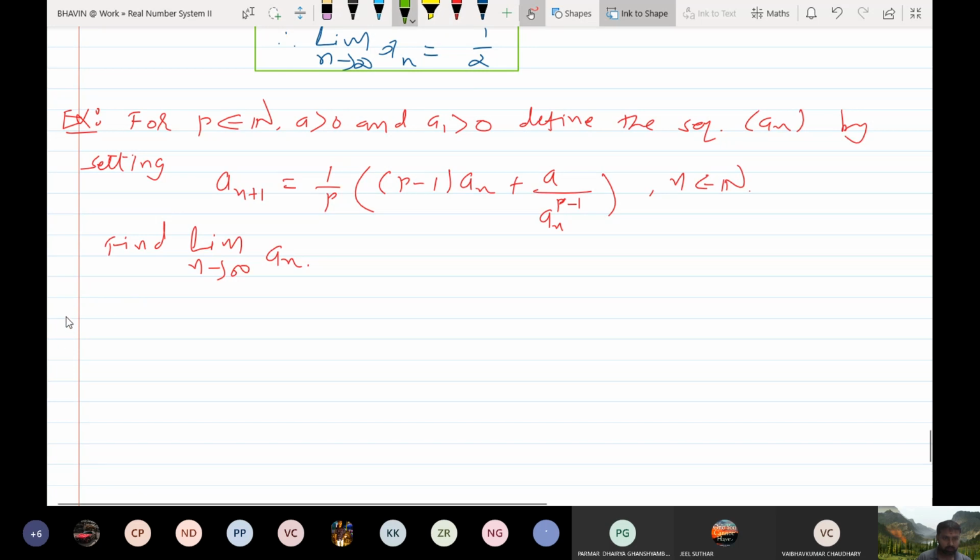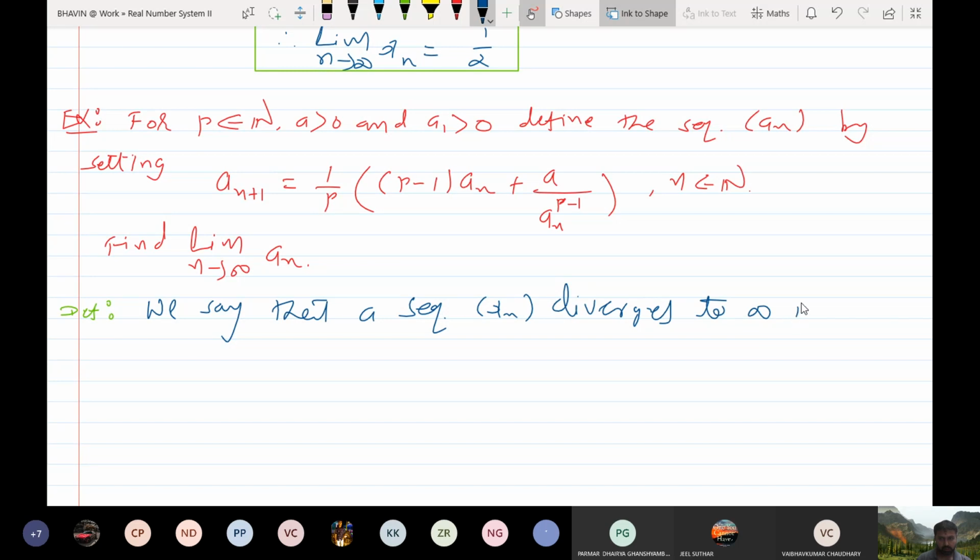Definition: we say that a sequence xn diverges to infinity if for any m greater than 0 there exists n0 in n such that for all n greater than or equal to n0, xn is bigger than m.